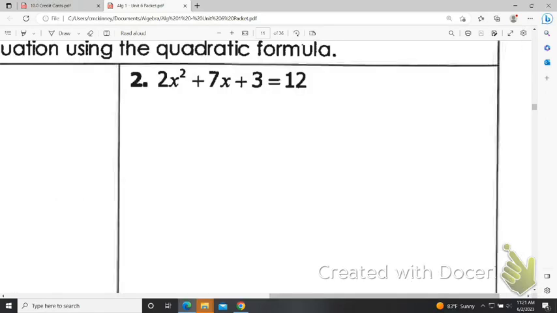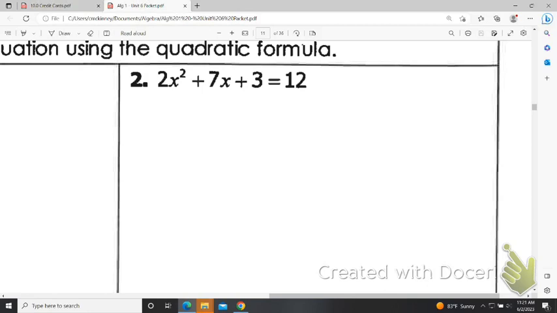All right, I went down to number 2, and you will see that I've given myself lots of room. I realize you can't do that on a piece of paper, so please feel free to get a sheet of paper if necessary.